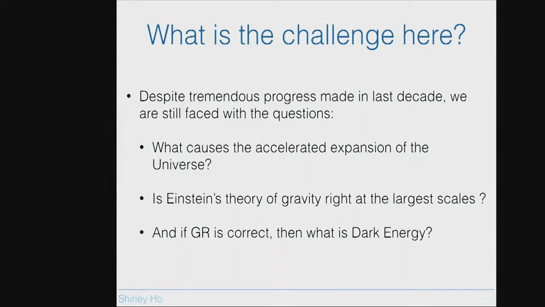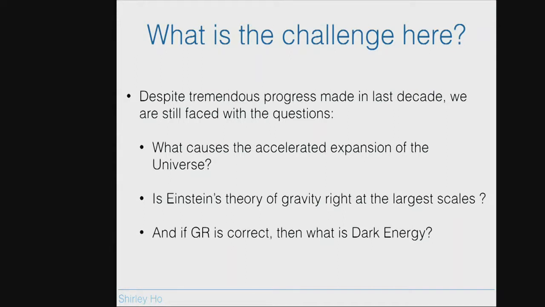And we still don't know the answer to what caused the accelerated expansion of the universe. Or we don't know whether Einstein's theory of gravity is correct at the larger scales. And if GR is correct, then what is dark energy? Because then you have to explain either one or the other. Either GR is incorrect or dark energy is something that we have to understand somehow, I hope. So these are the challenges that still face us now, which is quite surprising.